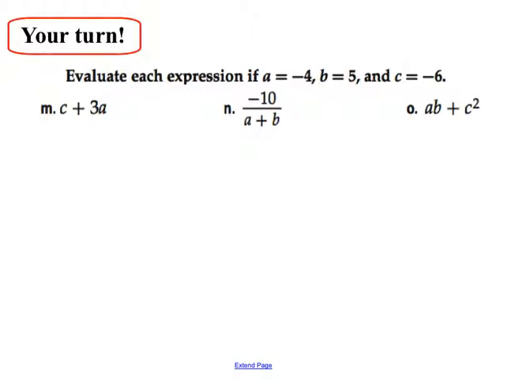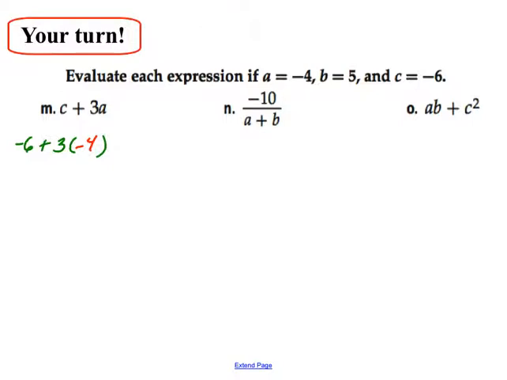All right, I hope you had a chance to try those. This time we have a is negative 4, b is 5, c is negative 6. So we have c plus 3a. Well, c is negative 6, so we're going to do negative 6 plus 3 times whatever a is. And a in this example is negative 4.